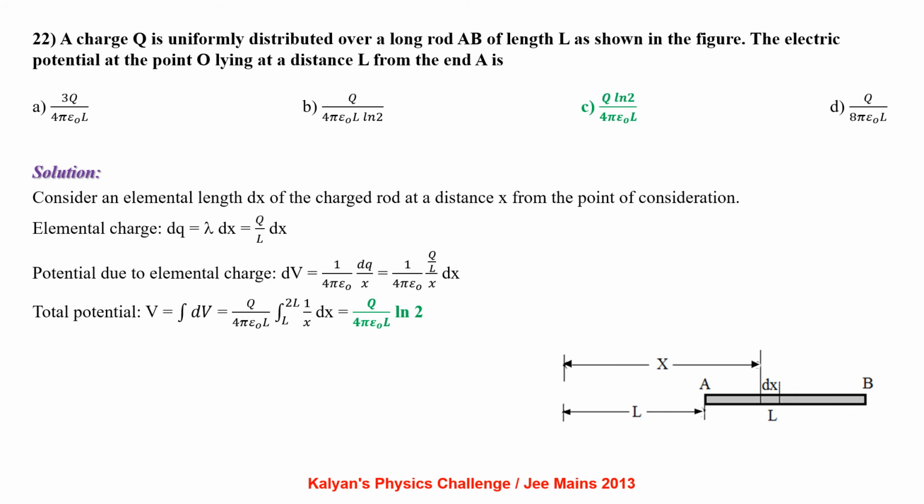So the total potential V equals integral dV, Q by 4 pi epsilon naught L integral from L to 2L of 1 by x dx, which comes out to be Q by 4 pi epsilon naught L ln 2.